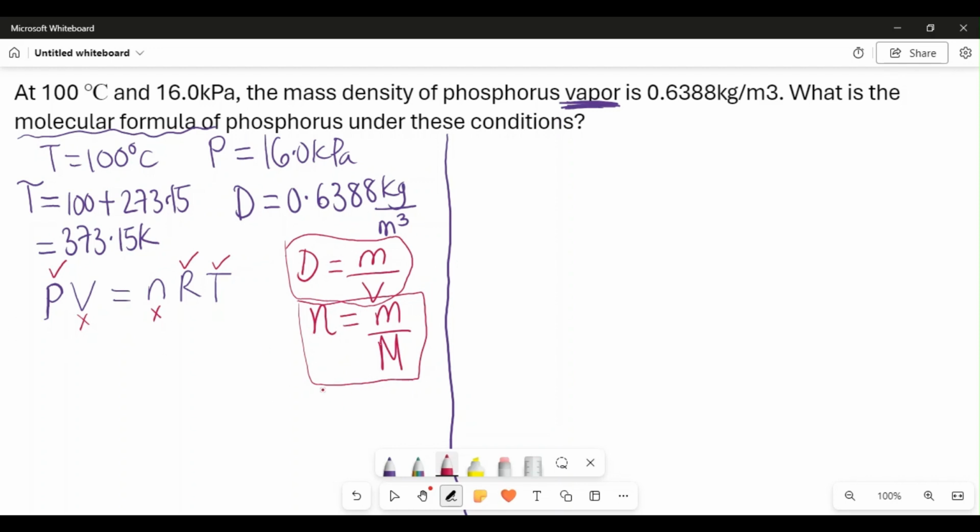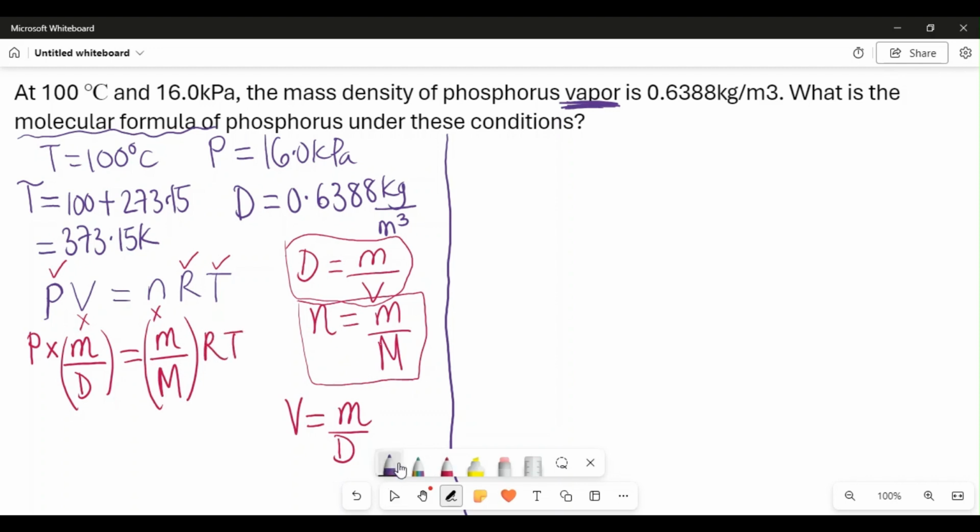We see that density equals mass over volume. To write volume in terms of mass and density, we have mass divided by density. This is how you do it. So we have pressure times volume, which is mass divided by density, equals number of moles, which is mass over molar mass, so mass divided by molar mass, times R, times T. So we go on to cancel out the mass to make our work easier, and what you end up with is pressure divided by density equals RT divided by molar mass.